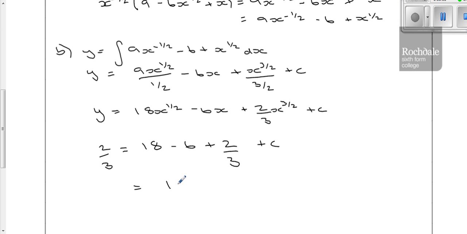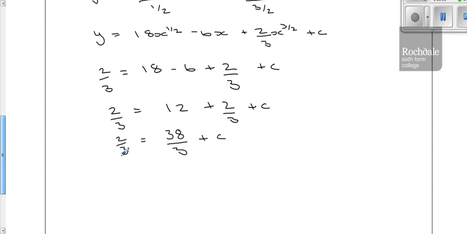So we know we've got 12 plus 2 over 3. Remember, when you're adding fractions, you need to make your denominator the same. So this is the same as 36 over 3. So I get 38 over 3 at this point when I add them together. Remember, this is non-calculator, so make sure that all the basic techniques, you can remember how to do them, because you don't want to be able to integrate and then mess up on basic numeracy. Ready? To finish this off then, I need to subtract this over here. So 2 over 3 take away 38 over 3 gives me minus 36 over 3. And that gives me the value of c.